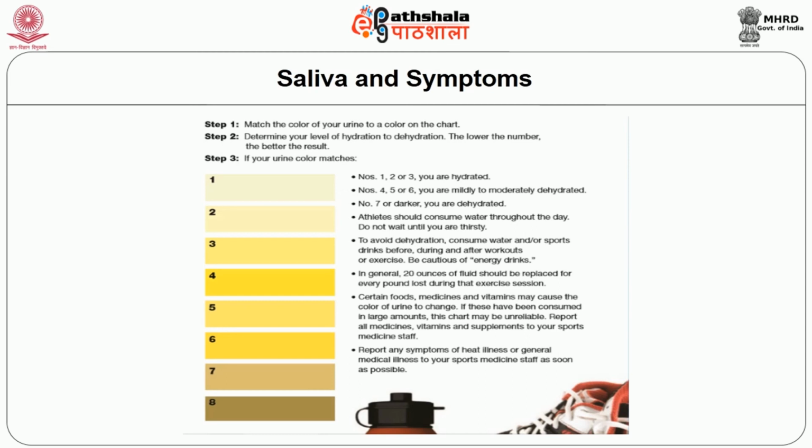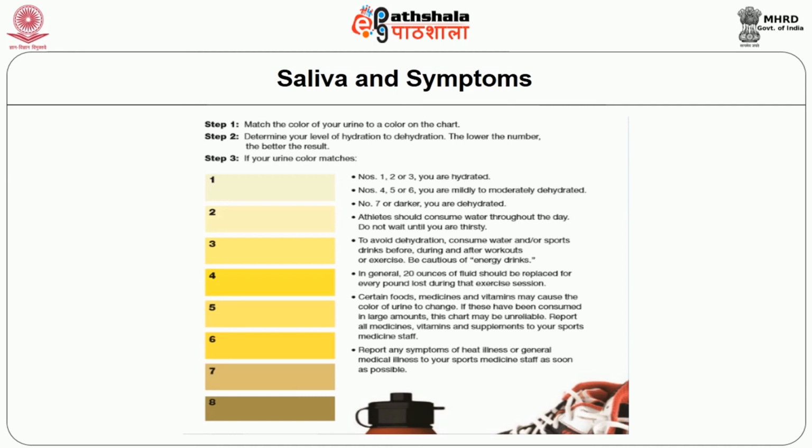What we will have to do is, it is done in 3 steps. The urine color has to be matched with the color in the chart. The first step is to match the color of the urine to a color in the chart, and the next step is to determine your level of hydration to dehydration. The lower the number, the better the result. Third step is, if the urine color matches the following points, you can assess.